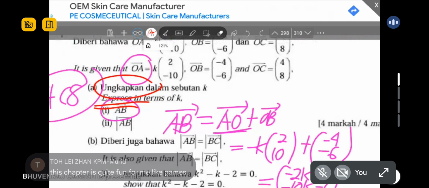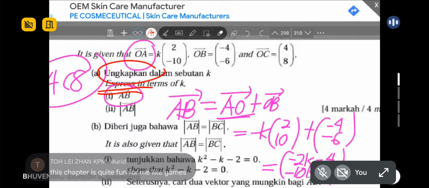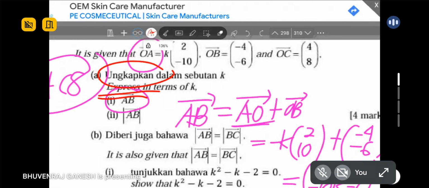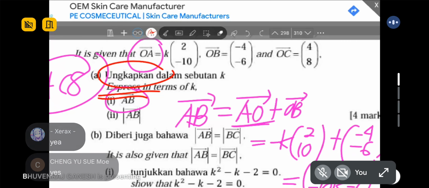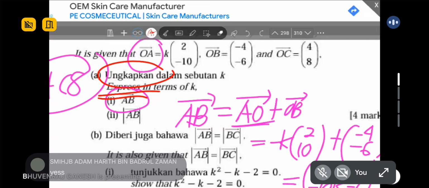This chapter is quite fun for me, like games. Yes, vector is just like playing with Lego. Have you all played Lego before? Yes or no? When you guys were small, Lego. You know Lego, right? So Lego, you have to combine, right? Kamu kena cantum semua blok tu kan untuk hasilkan objek. Vector is like that. You are finding the combination of blocks to get the final result.